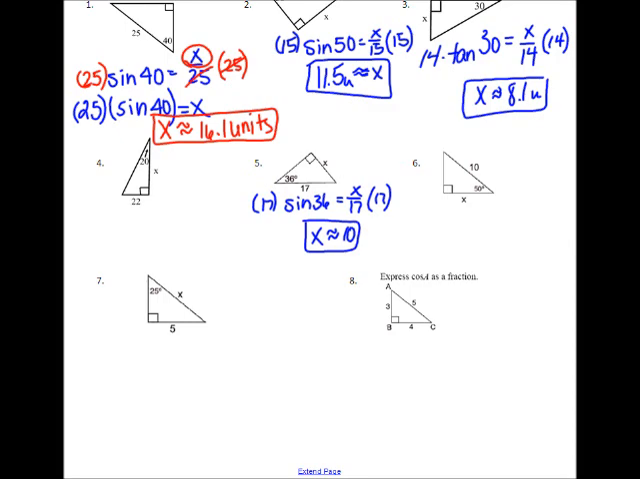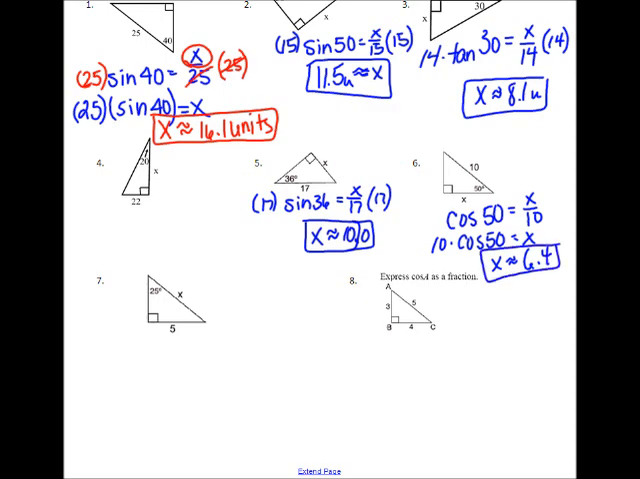If that had asked you to round to the 10th, we didn't have any rounding here, but you would have put 10.0, just so you know. We always leave a digit where they ask us to round to. The next one, cosine of 50 equals x over 10. So you multiply both sides by 10. 10 times cosine of 50 equals x, and x is approximately 6.4.